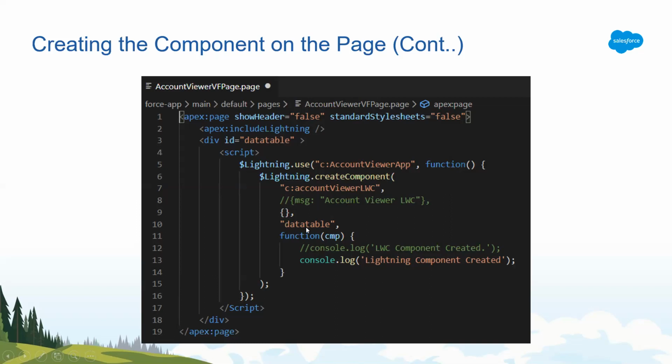Thirdly, this is where your DOM element goes, where you'll be passing the ID of the div, or basically the location in your Visualforce page where you want to see the Lightning component. And then fourthly, you're writing a small callback function. Basically, if you want to perform any operation after the component is loaded, you can mention it over here. You can write code over here. So this is how it is done.